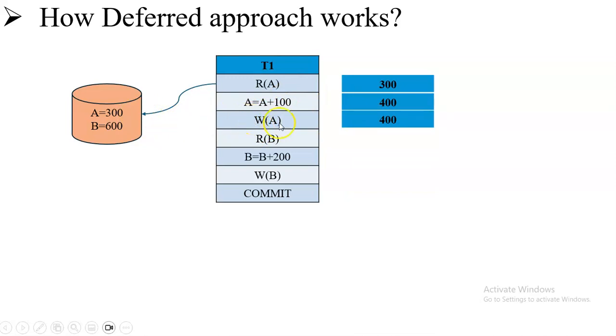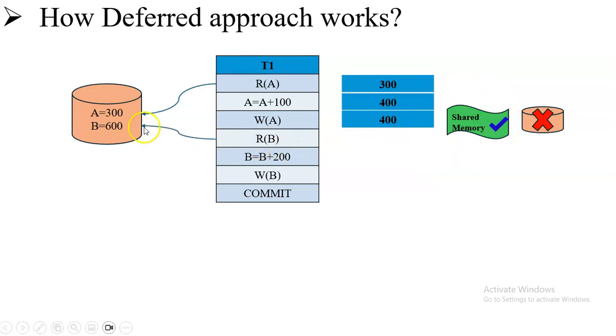Then write of A will be writing the latest value of A, which is 400. But now this will happen in the shared memory and not into the database. Why not into the database? Because the transaction has not been committed yet. So all these changes will be stored into the shared memory.